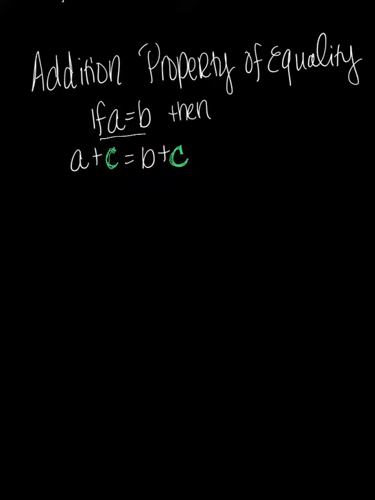Let's look at a number version of this. Let's say I have 8 equals 3 plus 5. This is a true equation. Let's say I want to add 2. Well, for this equation to remain true, I have to add 2 to both sides. What would happen if I only added it on the one side? Then I'm saying that 8 equals 8 plus 2, and that's not true. 8 does not equal 10.